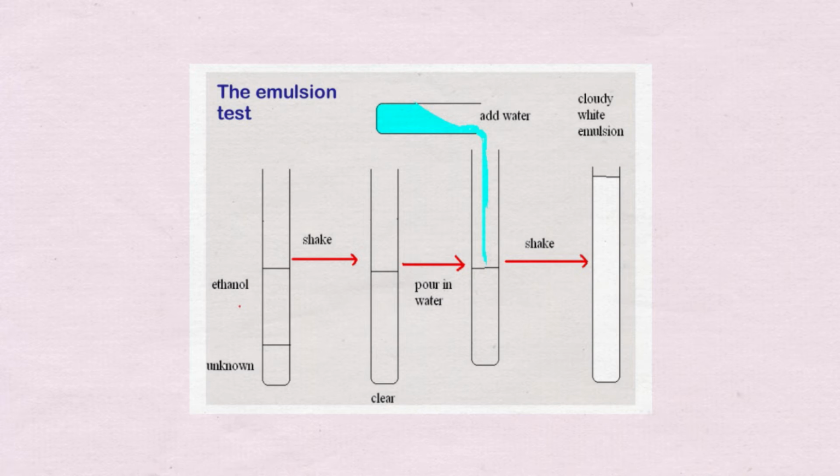You then shake this thoroughly to dissolve any lipids. You then add 5 centimeters cubed of water and shake the test tube again. A white color indicates the presence of a lipid. An exam tip is to write white, do not write cloudy.